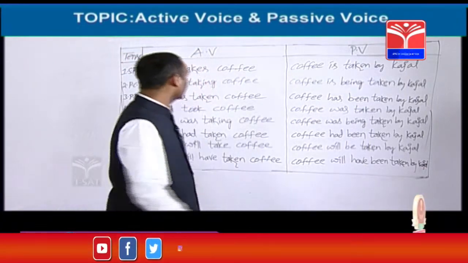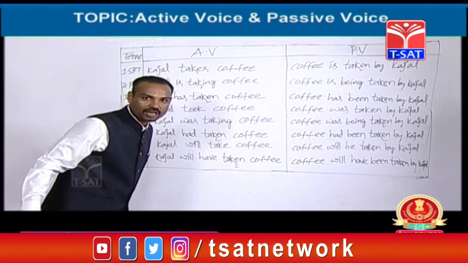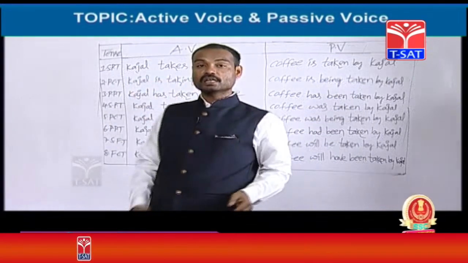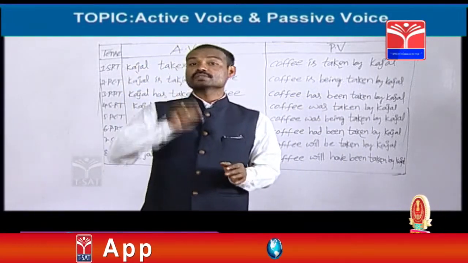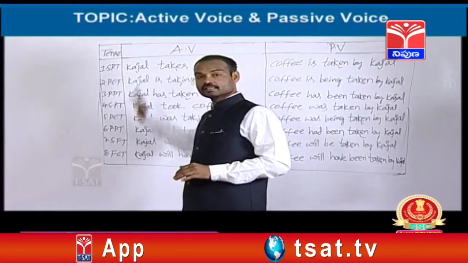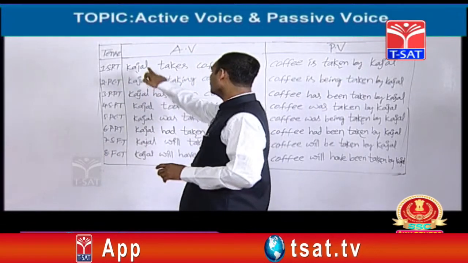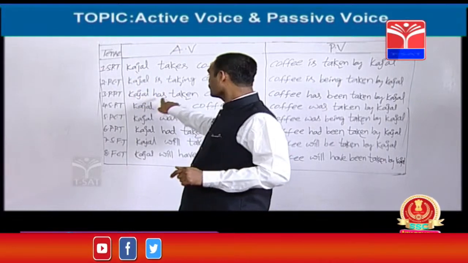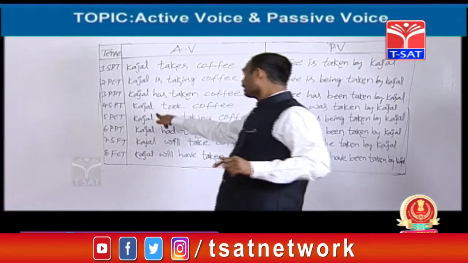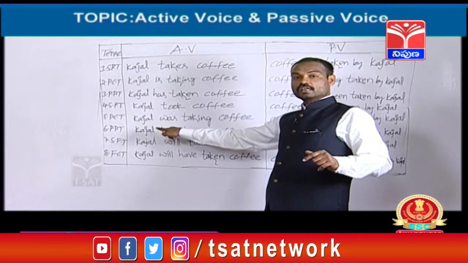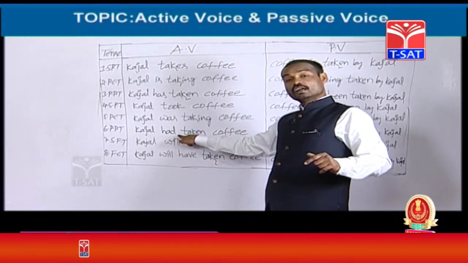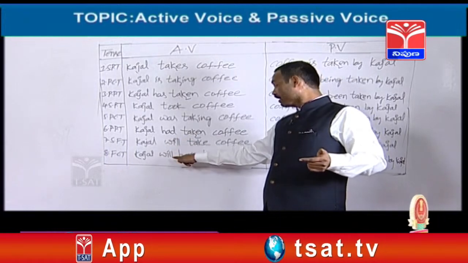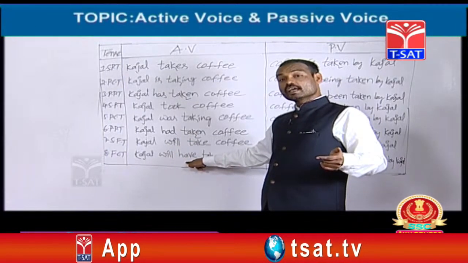Did you understand all these tenses very clearly or not? You understood very clearly. So in the next model, I am going to give you negative sentences. All the sentences in negative type. For example, Kajal doesn't take coffee. Kajal is not taking coffee. Kajal has not taken coffee. Kajal did not take coffee. Kajal was not taking coffee. Kajal had not taken coffee. Kajal will not take coffee. Kajal will not have taken coffee.